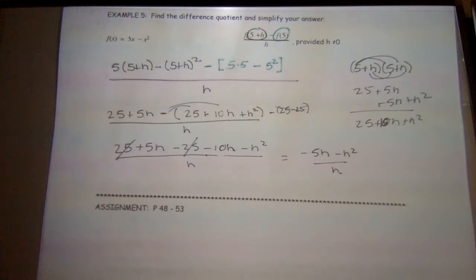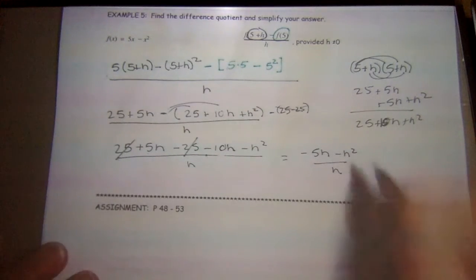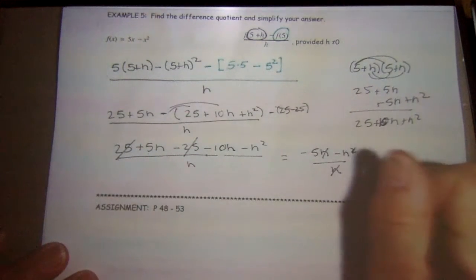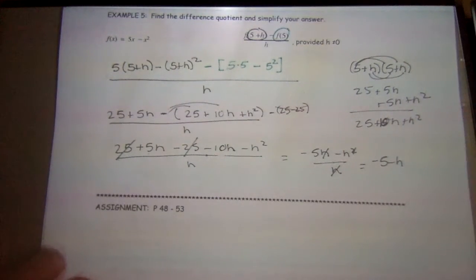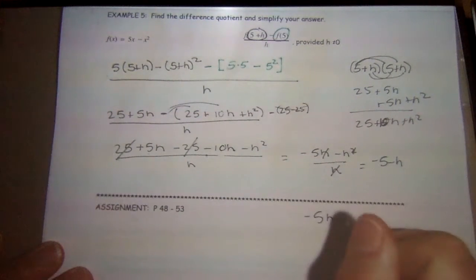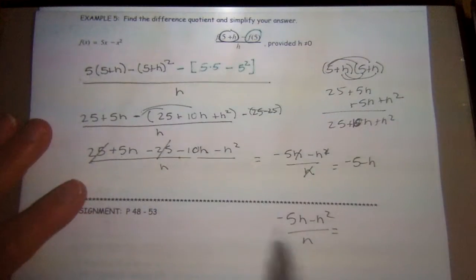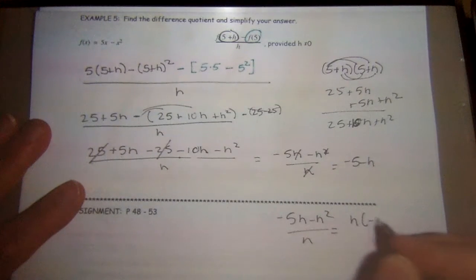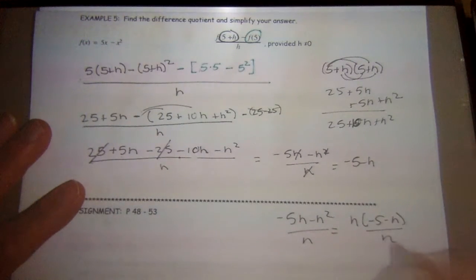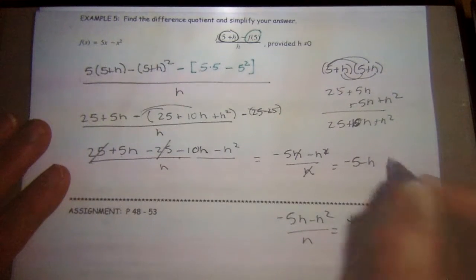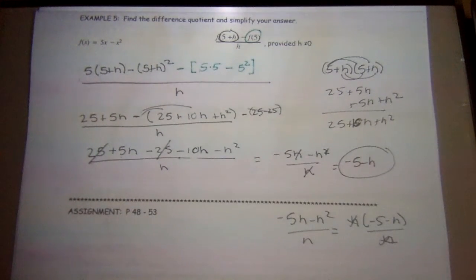And what happens with the h's? All three terms contain an h, so I can cancel out an h, an h, and an h to get negative 5 minus h. If you don't like that, the top has an h in common, and now these h's cancel, you get the same thing. Questions?